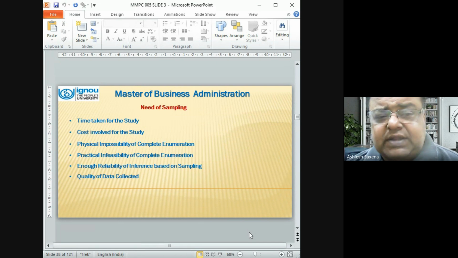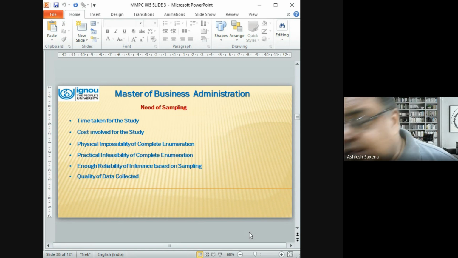Now, the question arises: what is the need for sampling? Here, the time taken for the study, the cost involved in the study, the physical impossibility of complete enumeration, the practical infeasibility of complete enumeration, and enough reliability of inferences based on sampling, and the quality of data collected. These are the things on which the need for sampling is based.